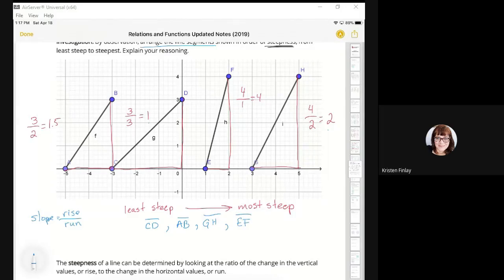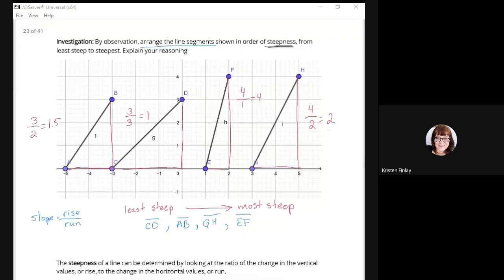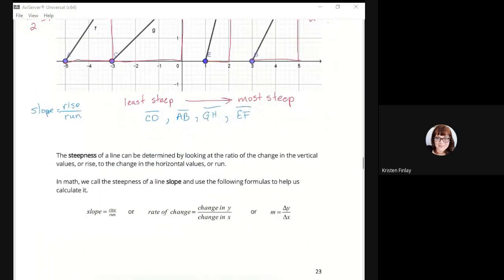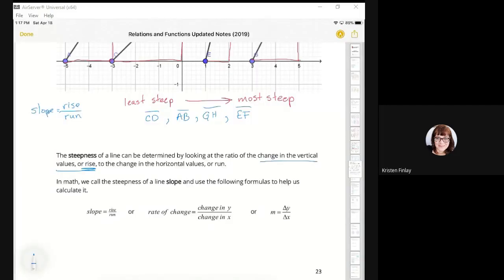The steepness of a line can be determined, as I've said, by looking at the ratio of the change in the vertical values, or the rise, to the change in the horizontal values, which is the run. In math, we call this steepness slope, so I'm going to talk about slope a lot. And we use the following formulas to help us calculate it. And I did that up there on those graphs. The slope is equal to the rise over run.